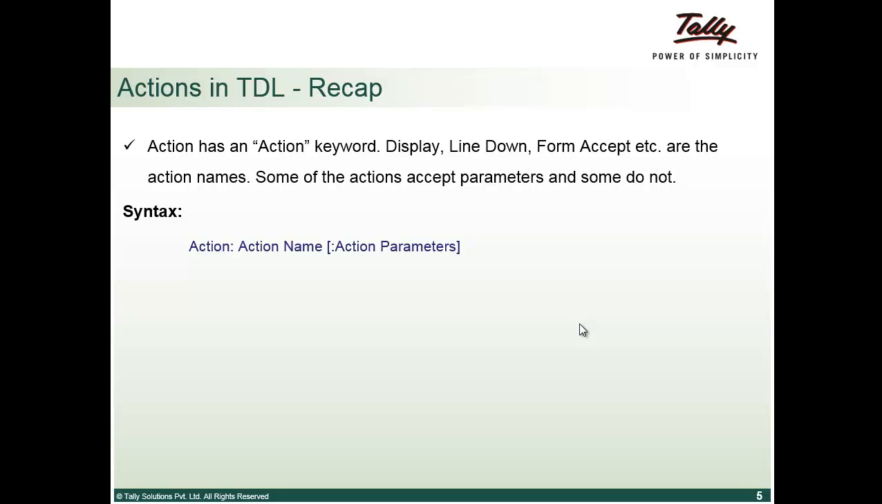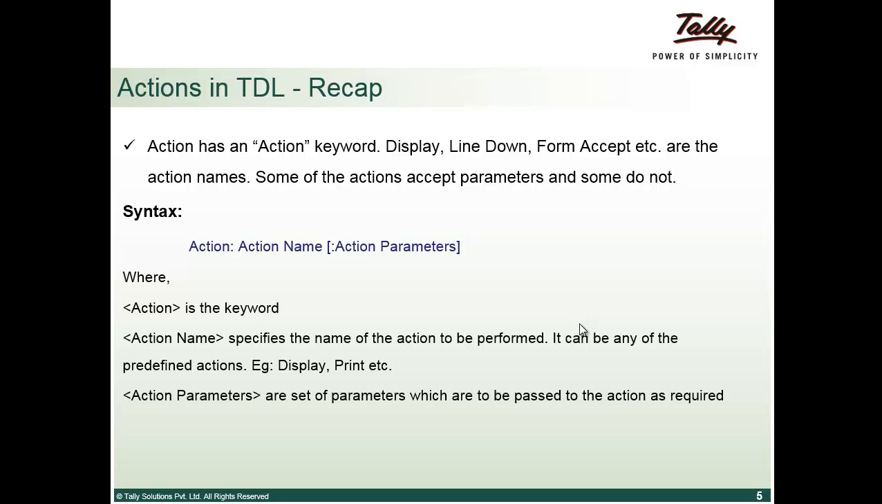So we can specify an action with the action keyword, and then we specify the action name, which can be display, line down, form accept, etc. And some of the actions require action parameters and some of them don't. When the action parameter is required, the parameter is specified. When it doesn't, the parameter is not specified. Example, the action display requires a parameter of a report, whereas the action line down doesn't require any parameter.